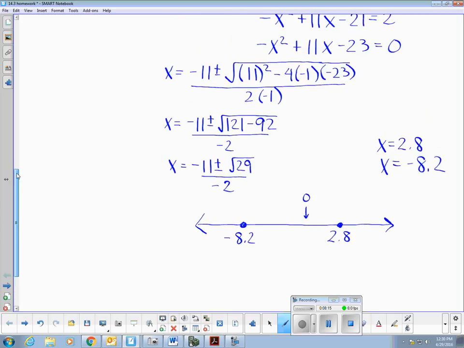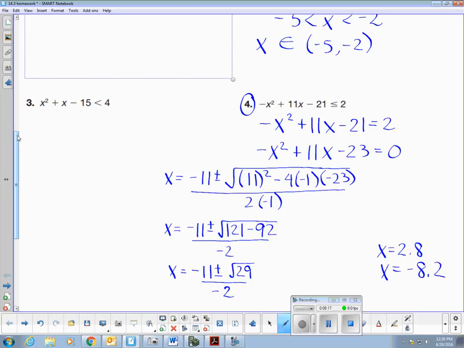So I'm going to go back to my very first equation, and I'm going to take out x and put in 0. That gives me 0 plus 0 minus 21 is less than or equal to 2.